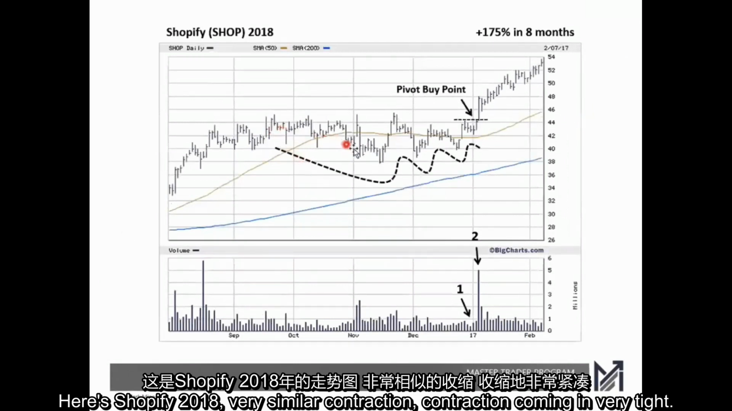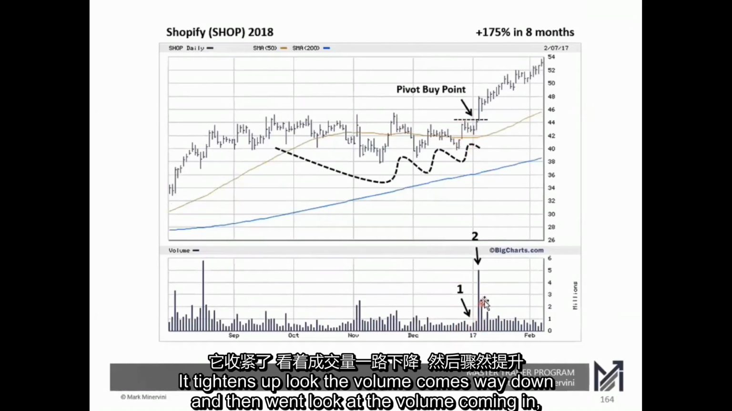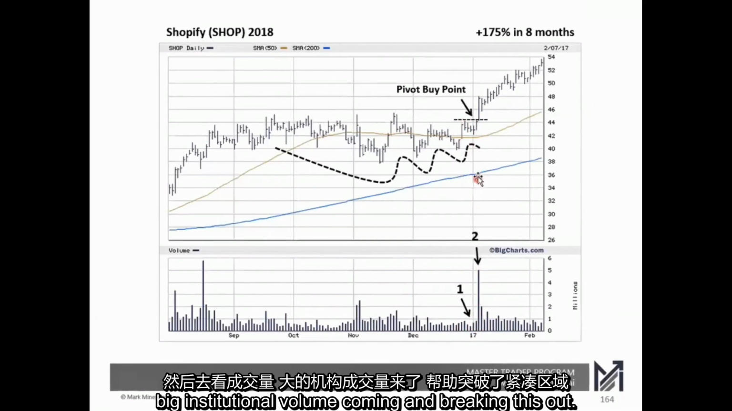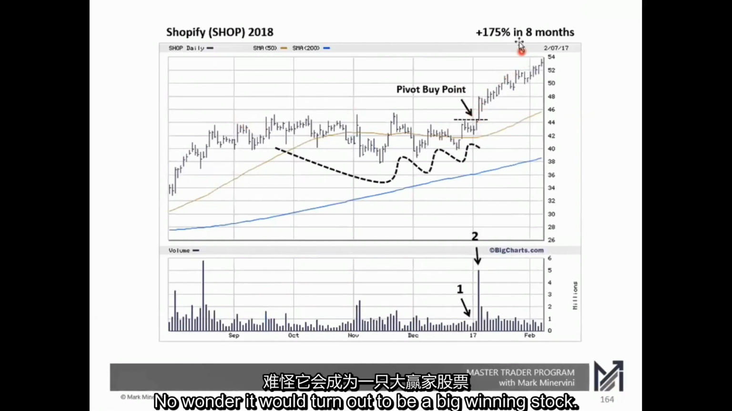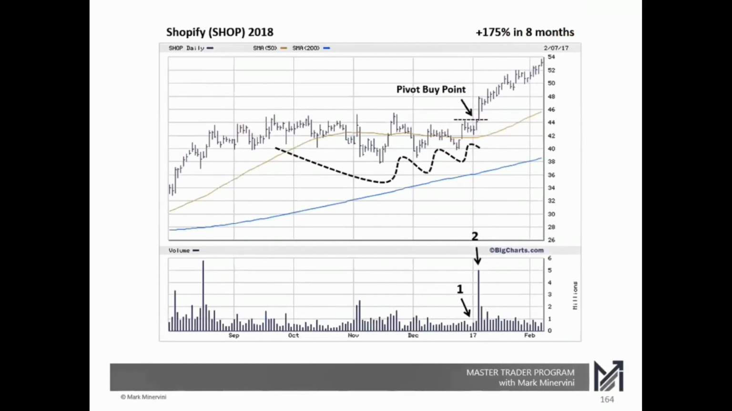Here's Shopify, 2018. Very similar. Contraction, coming in, getting very tight. Here's your fourth contraction, and it tightens up. Look, the volume comes way down, and then wham, look at the volume coming in. Big institutional volume coming in, breaking this out. No wonder it turned out to be a big winning stock. But in this first 8 months, it was up 175%.